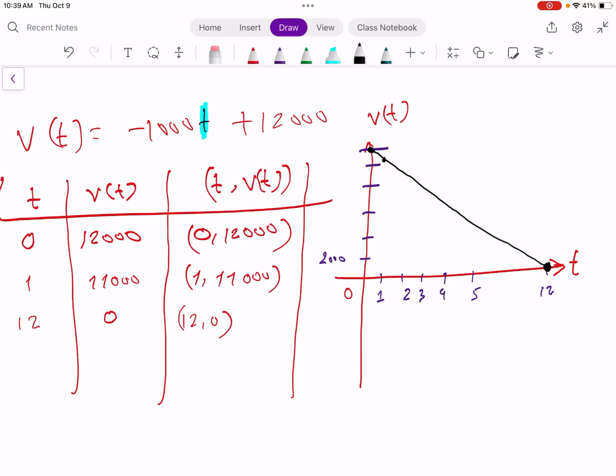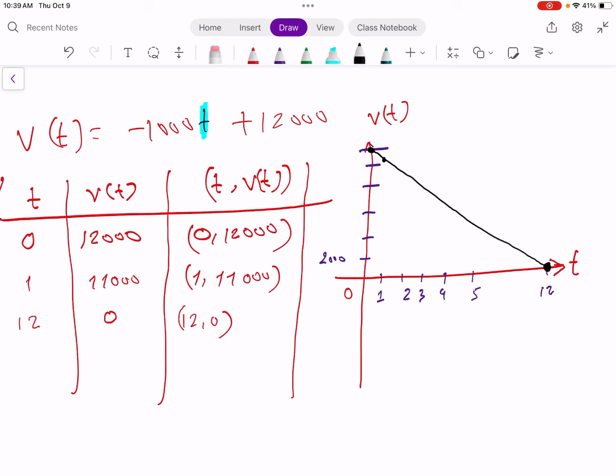Can we extend this graph on the left and on the right? Extending the graph on the left means our T is negative. Is it possible to have T equal to a negative number? No, it means we cannot extend. And extending on the right means our T will be 13, 14, 15.